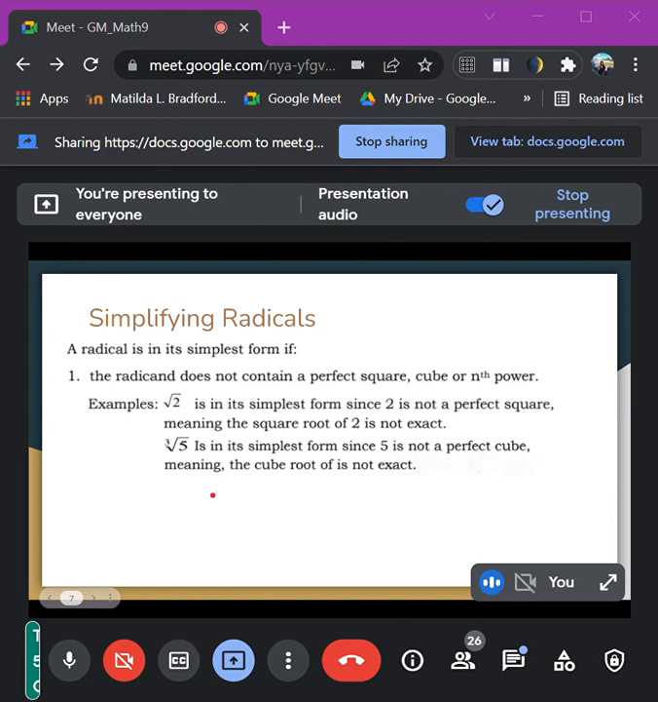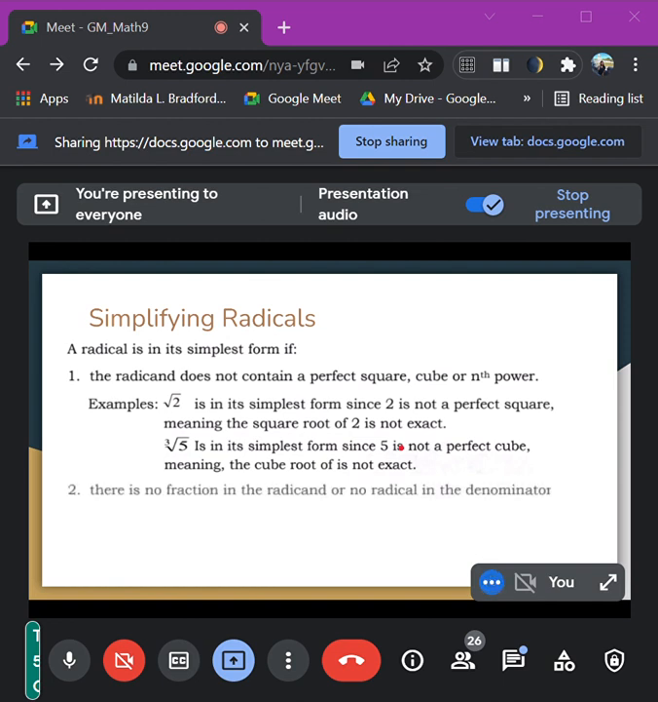And then next example, you have the cube root of 5. That is also in the simplest form since 5 is not a perfect cube. Meaning to say, 5 is not a perfect cube. But if it is the cube root of 8, class, that can still be simplified, because the cube root of 8 is 2. But the cube root of 5 is something with a decimal, so if you take the cube root of 5, the answer is not exact.